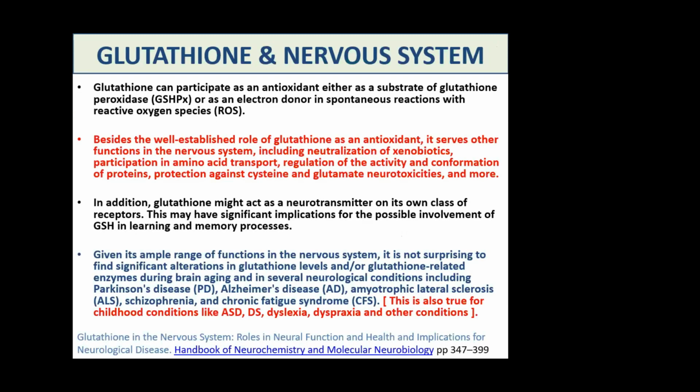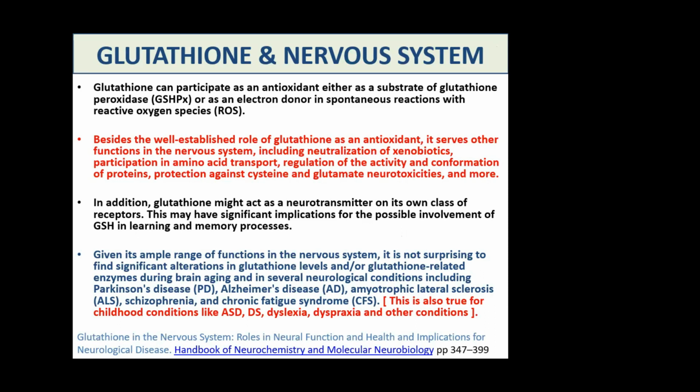Glutathione can participate as an antioxidant either as a substrate of glutathione peroxidase, that's the enzyme, or as an electron donor in spontaneous reactions with reactive oxygen species, meaning glutathione can act as an antioxidant by itself, or it can work together with its enzyme system in fighting oxidative stress.